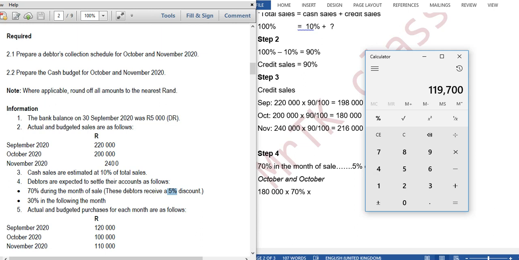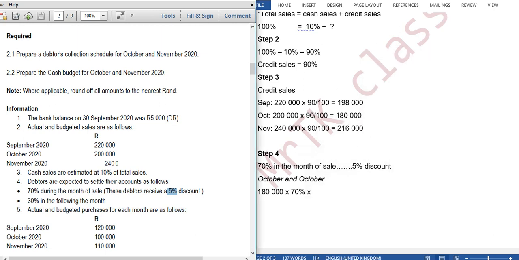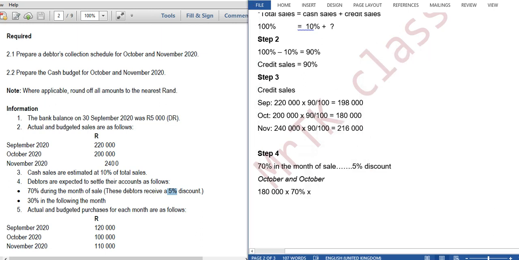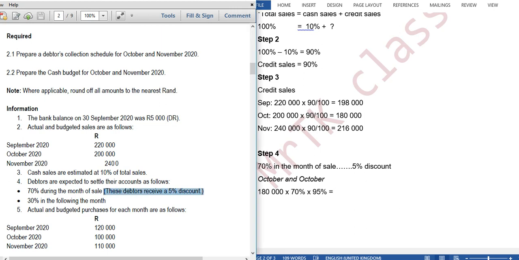So to make this short, because I just want this to be very easy, you are going to write the 95% straight away here. Then you just say 180,000 multiplied by 70% multiplied by 95%. Where are we getting the 95% from? We are saying if they are going to be given a 5% discount, it means we are not going to receive this 5%. We are going to receive 95%. We are only interested in the money that we are receiving.